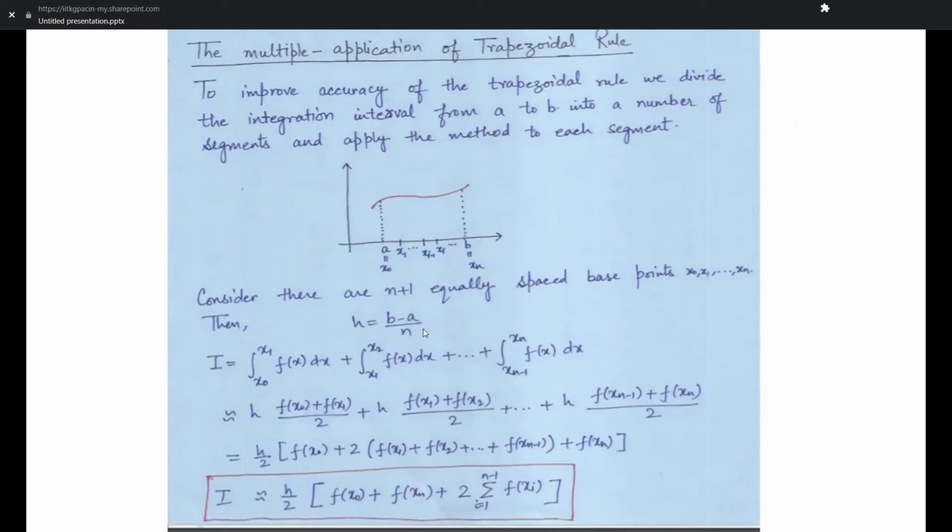In order to increase the accuracy, we need to divide our interval into several small parts. So we divide our interval into n plus 1 equally spaced points, and this is the value of h, which is basically the width of each interval. Then we apply the trapezoidal method to each of the parts, and finally our expression looks something like this. This is the value of the function at the first node, this is the value of the function at the last node, and then this is twice the summation of the value of the function at all intermediate nodes.